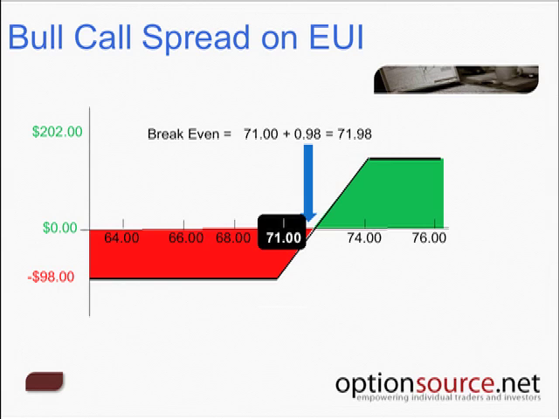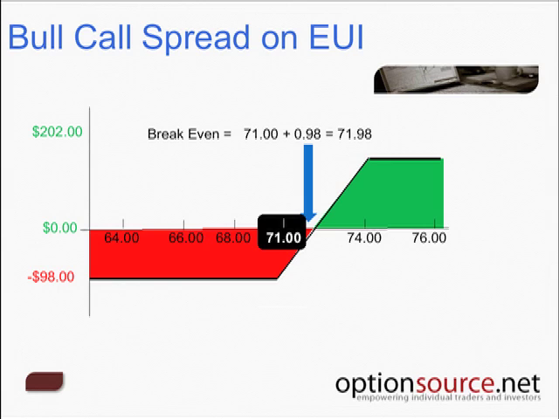Now, our break-even point in this scenario is determined to be 71.98. So in other words, the pair value needs to be trading on expiration at 71.98, so almost 72, if we are to recapture the cost of the trade. Anything beyond that becomes our profits.